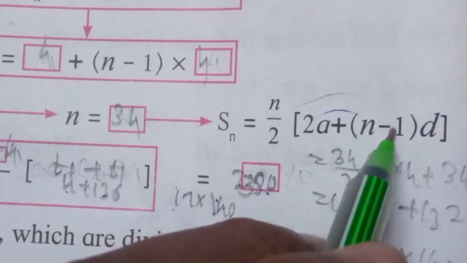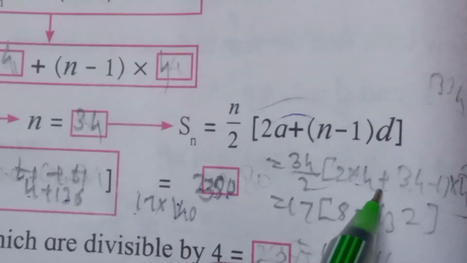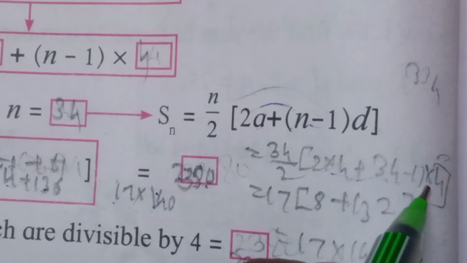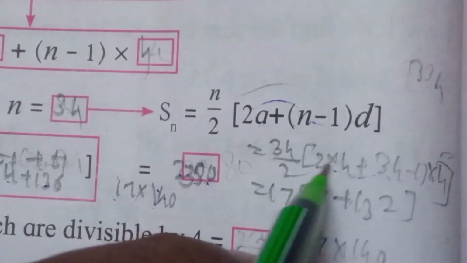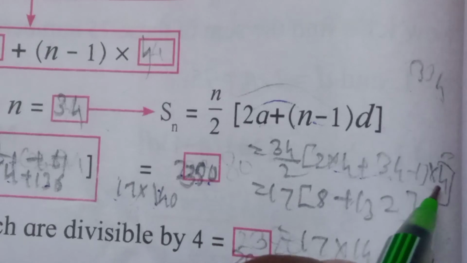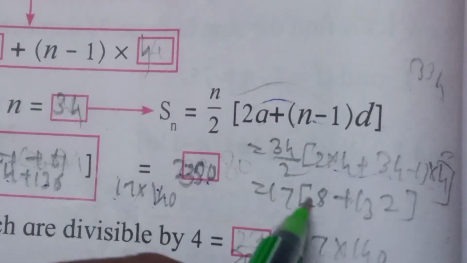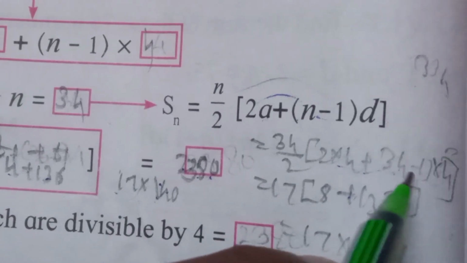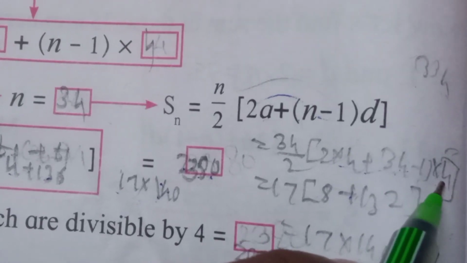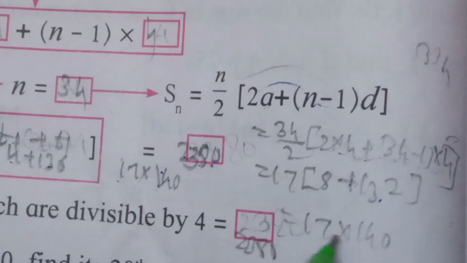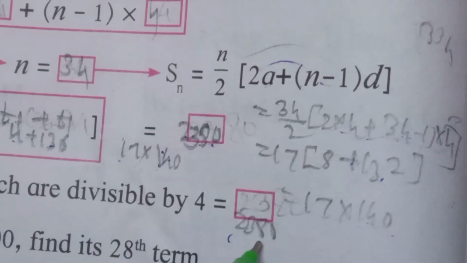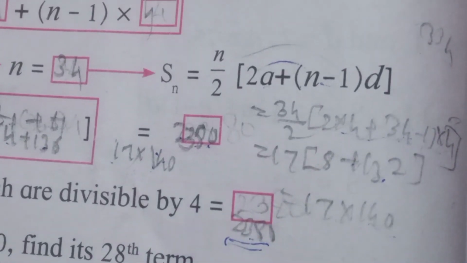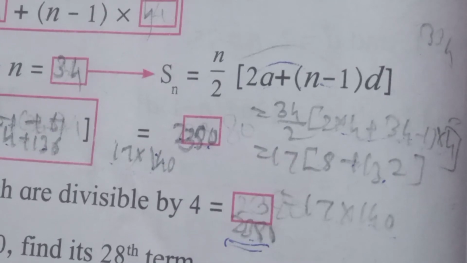In this formula also we put a, n and d. So we get 34 by 2 into (2 into 4 plus (34 minus 1) into 4), which is 17 into (8 plus 33 into 4, that is 132). So 17 into 140 is 2380. That is the answer. In this way we solve example number 5.